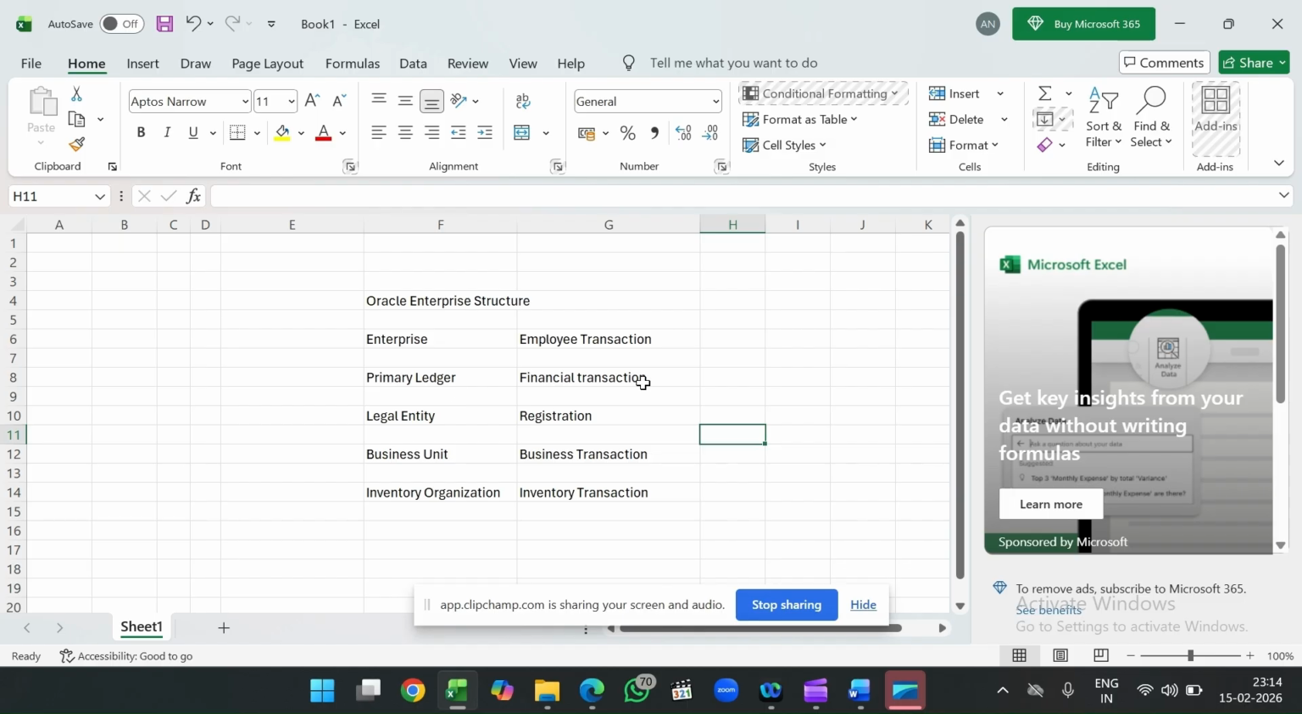So when we talk about the enterprise structure, when we create an enterprise structure, what does it belong to? This enterprise structure belongs to Human Capital Management. So here we need to create the legislative data group, LDG.